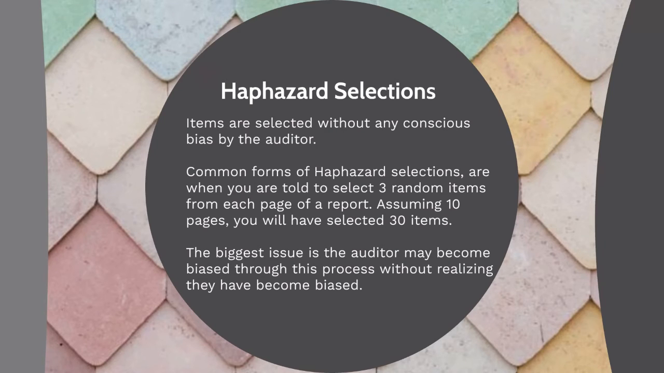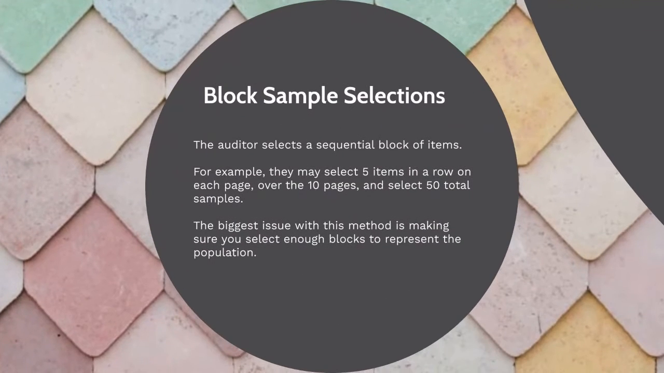There's also block sample selection, and that's where the auditor selects a sequential block of items. For example, they may select 5 items in a row on each page over the 10 pages and select 50 total samples. The biggest issue with this method is making sure you select enough blocks to represent the population.